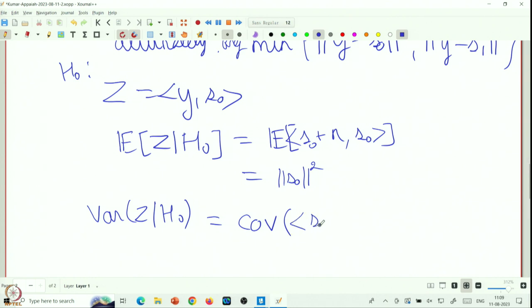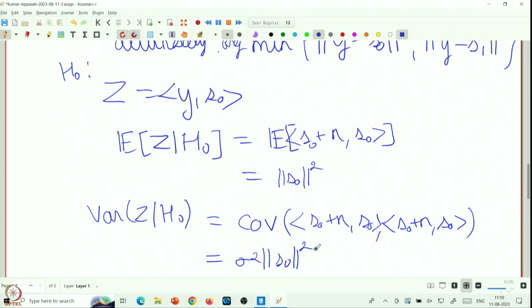So I am going to write s0 plus n, s0 and comma s0 plus n, s0. Now needless to say, if you expand this, the s0 square comes out and you are going to get this to be... okay. And if you do the similar for the other one, you will get something similar, and you have to just work it out.